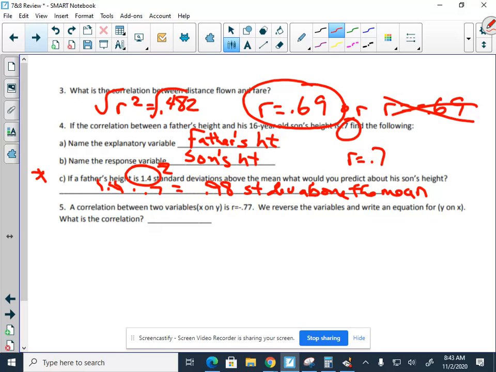All right, number 5, a correlation between two variables, x on y, is r is negative. Notice the slight negative, negative 0.77. Sometimes when I type in the Word document, the negative maybe is really small. We reverse the variables and we do y on x. The correlation is going to be negative 0.77. If you switch the variables, it doesn't change the correlation. Why? The relationship between the two variables ends up being the same. All right?